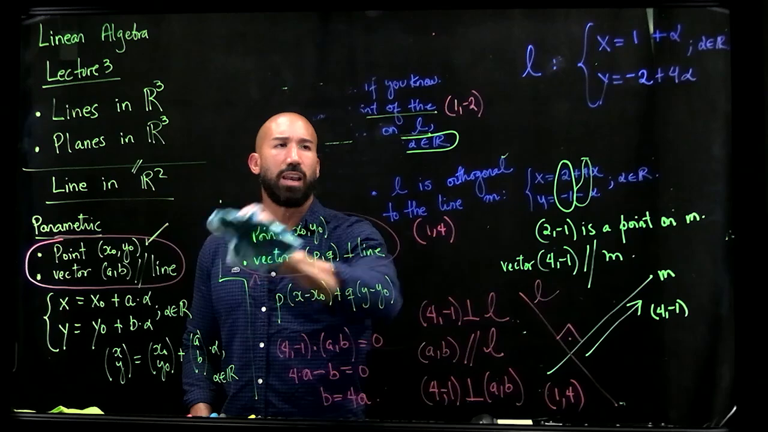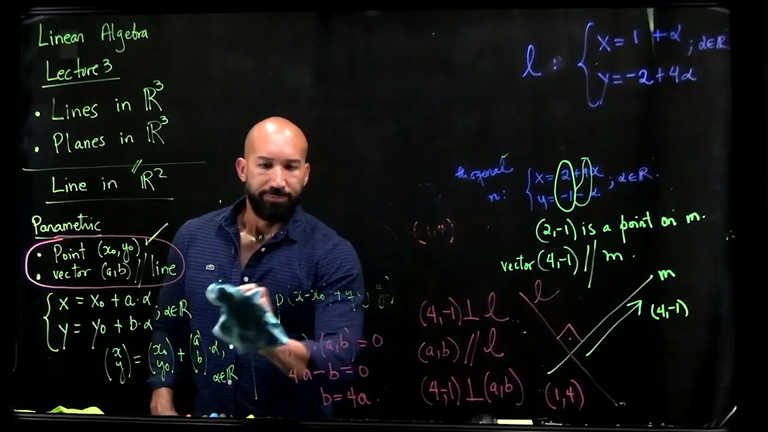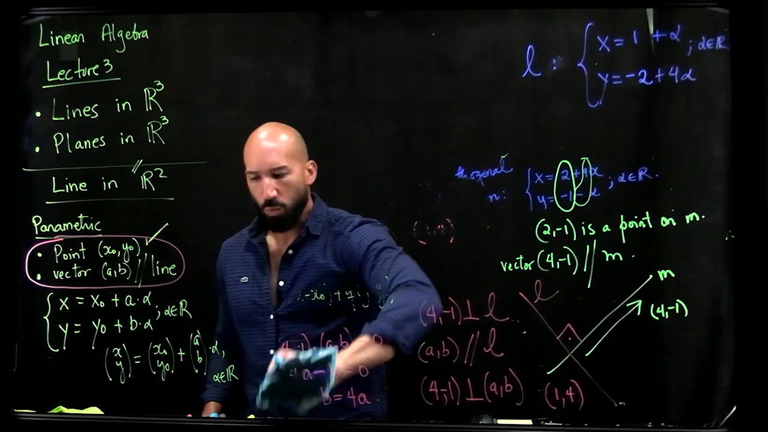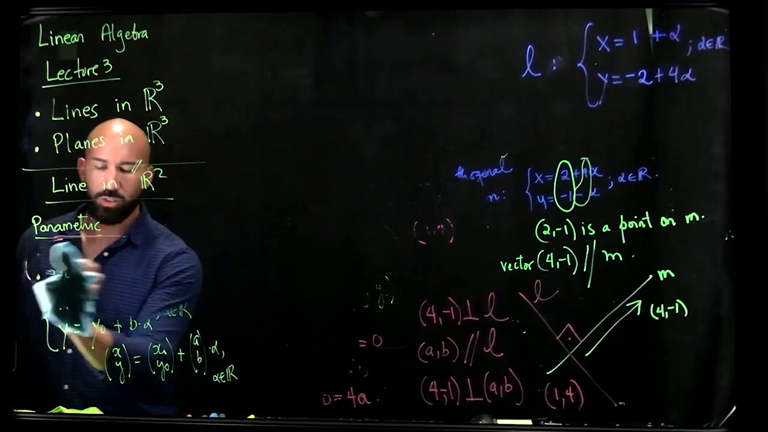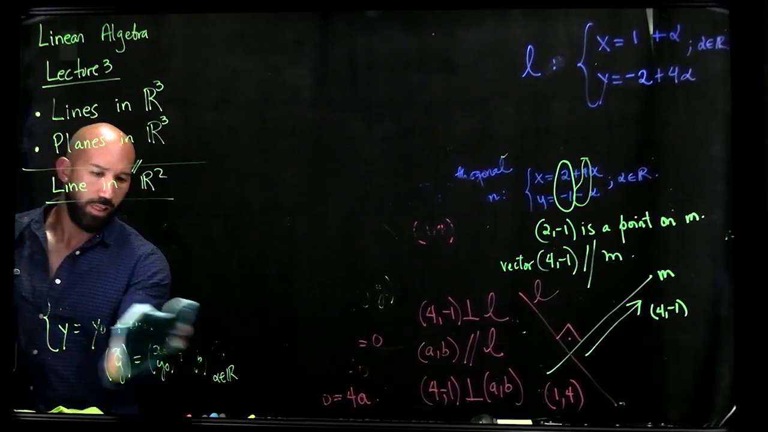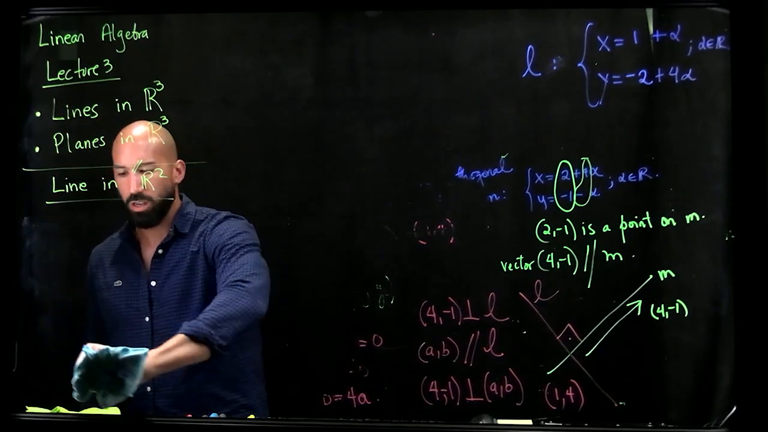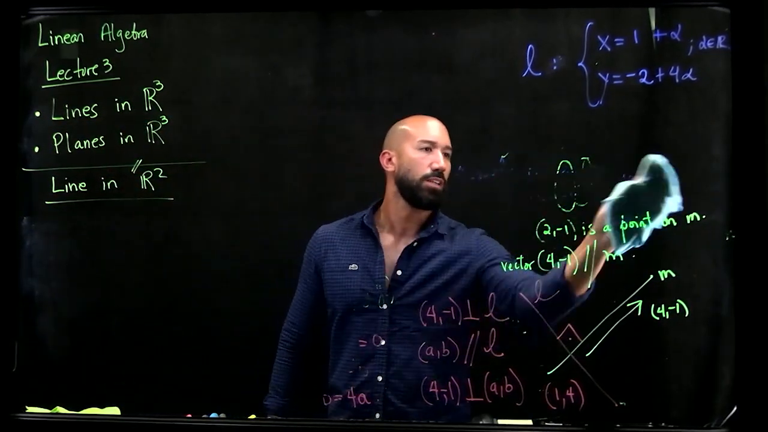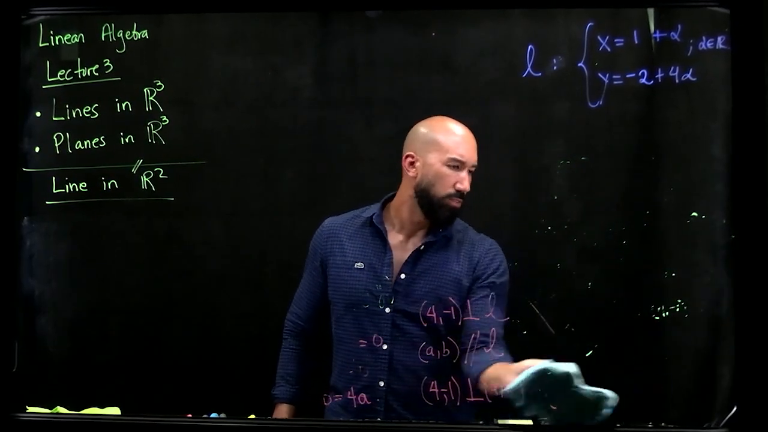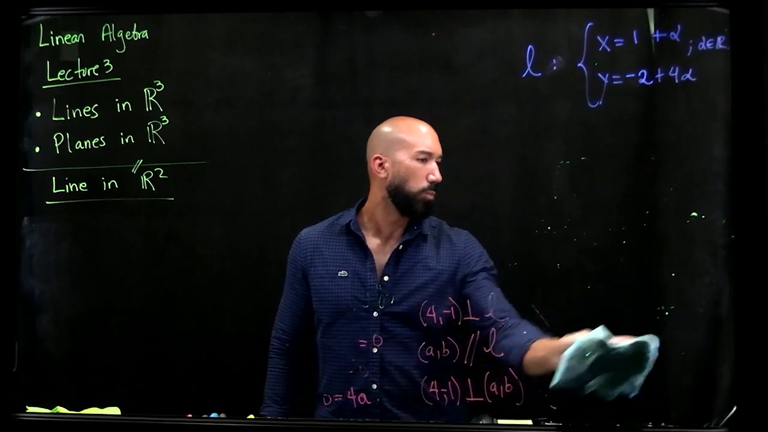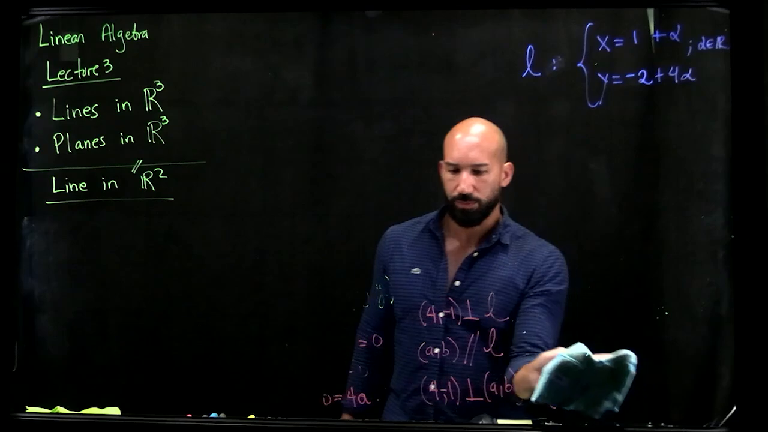What happens with a line in R3? What happens if we want to describe a line in R3 using a parametric equation? So again, what we need is a point and one parallel vector, because that parallel vector is simply indicating what is the direction of that line.